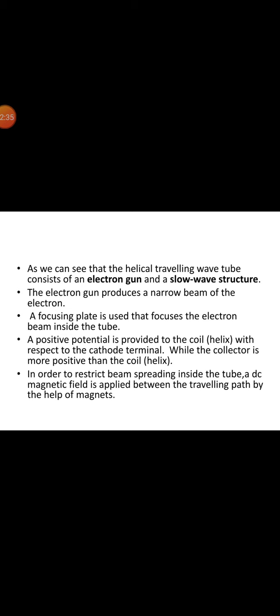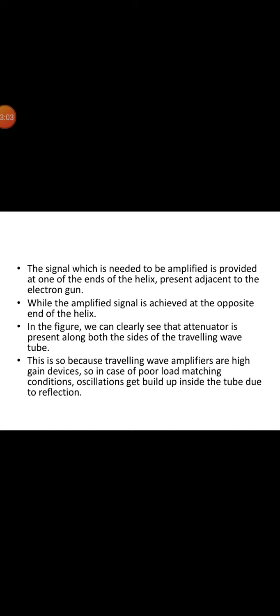As we can see, the helical traveling wave tube consists of an electron gun and a slow wave structure. The electron gun produces a narrow beam of electrons. A focusing plate is used that focuses the electron beam inside the tube. A positive potential is provided to the coil with respect to the cathode terminal, while the collector is more positive than the coil. In order to restrict beam spreading inside the tube, a DC magnetic field is applied along the traveling path with the help of magnets. The signal which needs to be amplified is provided at one end of the helix adjacent to the electron gun, while the amplified signal is obtained at the opposite end of the helix.